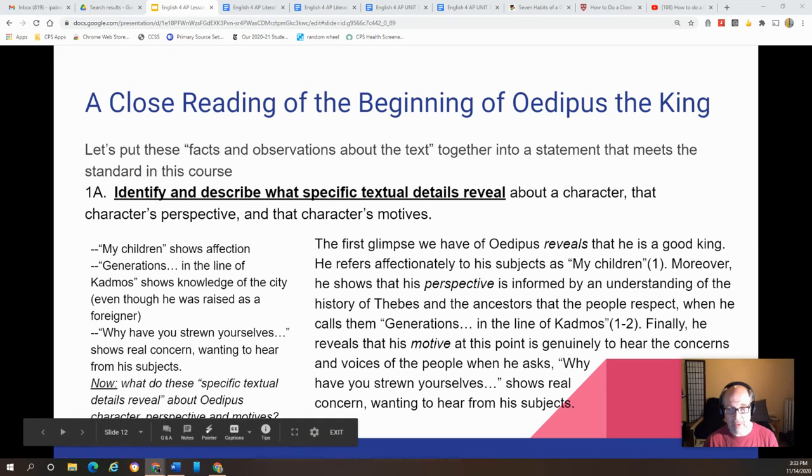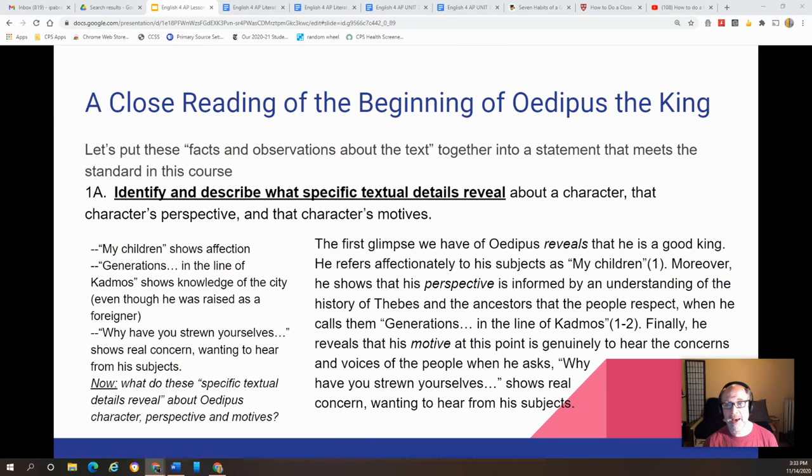So here's my paragraph. The first glimpse we have of Oedipus reveals that he is a good king. He refers affectionately to his subjects as, quote, my children. Moreover, he shows that his perspective is informed by an understanding of the history of Thebes and the ancestors that the people respect when he calls them generations in the line of Cadmos.